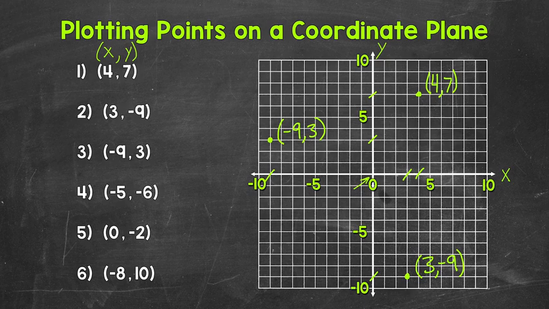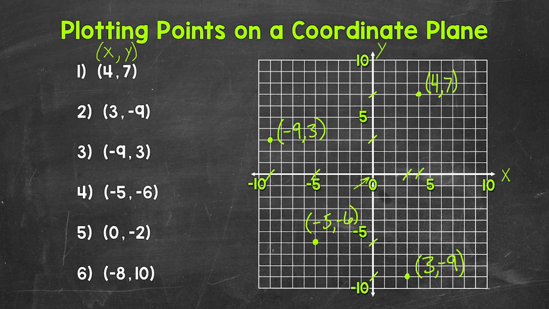Let's move on to number 4, where the x-coordinate is -5 and the y-coordinate is -6. So let's start with the x-coordinate, -5. -5 is right here on the x-axis. And then we need to go down to -6. -6 is right here on the y-axis. So we need to plot this point right here. And this is -5, -6.